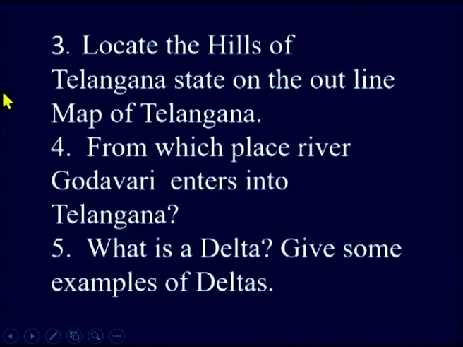Children, here is the third question. Locate the hills of Telangana state on the outline map of Telangana. The fourth question is, at which place does river Godavari enter into Telangana? What is a delta and give some examples of deltas is the fifth question.